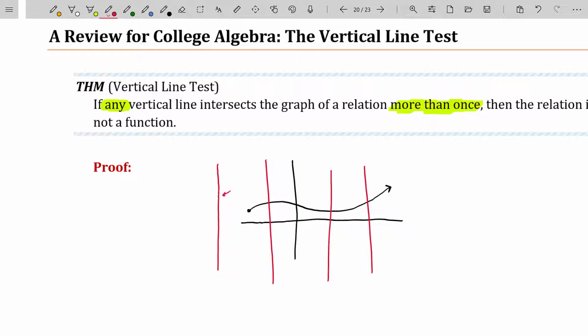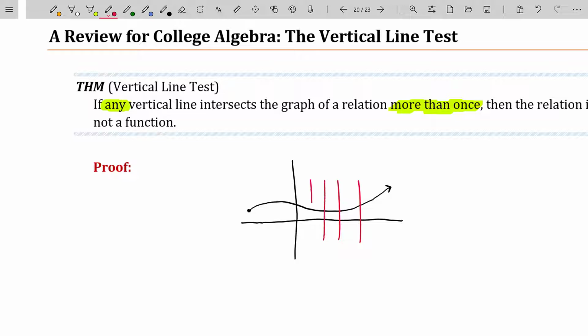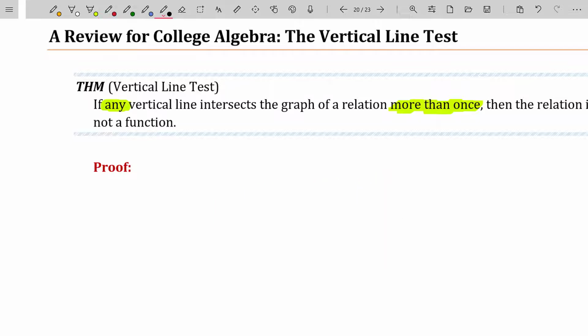Once we have a vertical line that strikes the curve more than once, we know the curve we've been handed does not represent a function. However, this one totally represents a function because any vertical line I draw will only hit the curve at most once. Now, the proof of the vertical line test is actually not too bad.